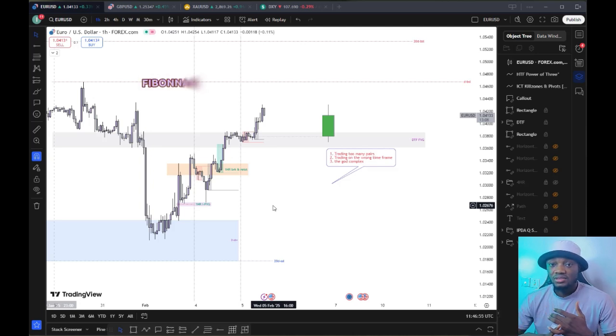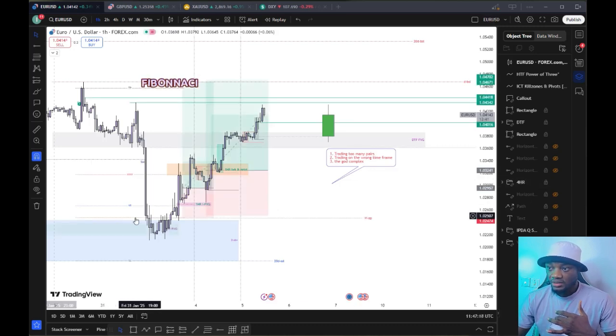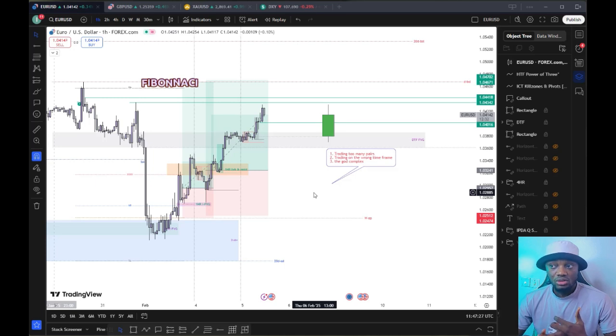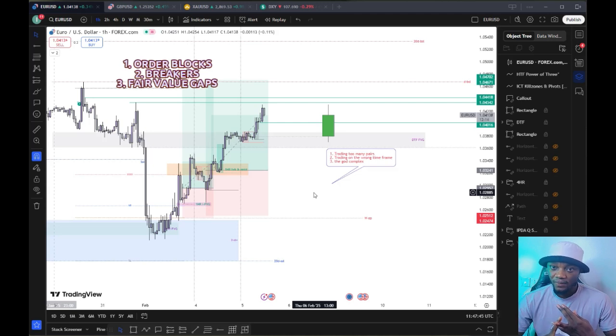So first of all, I started using the Fibonacci more. I have my levels outlined. If I just show you right now, you could see the 50%, the 68, 75% also. So I have my levels marked out. I set some rules along with it on how I'm using the Fibonacci. Then I started using order blocks and breakers and then fair value gap. So order blocks, breakers, and fair value gap, these are the three main ideas along with the Fibonacci that I started using. And this alone changed the way in which I looked at the market completely.